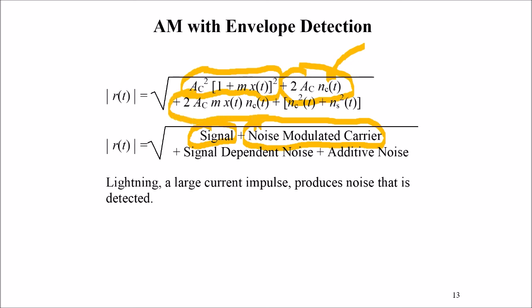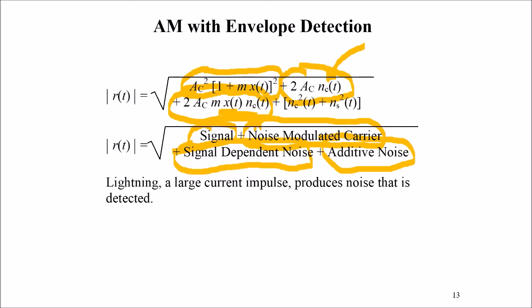The third term is noise that is multiplied by the signal. This is signal dependent noise. This is a problem as well, which says that even if we up the power in the message signal, that's going to drag in additional noise. So that is a problem. And then the last term is the additive noise, which we can't do anything about. But these two middle terms, the noise modulated carrier and the signal dependent noise, just add a great deal of noise to the resulting demodulated signal.